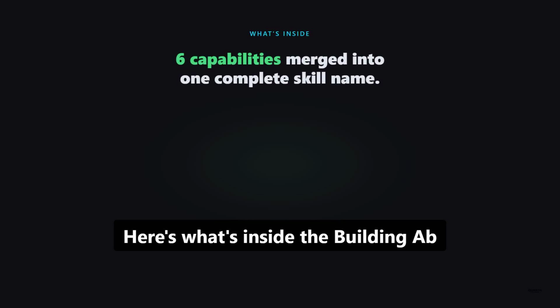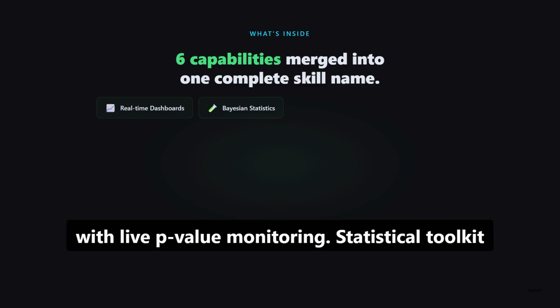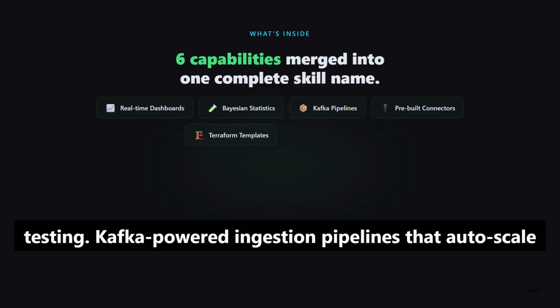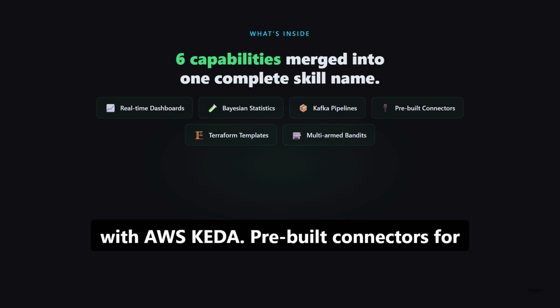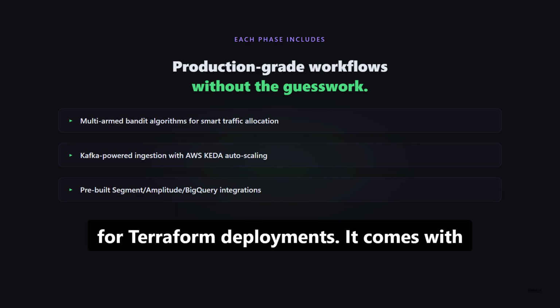Here's what's inside the Building AB Testing Platform skill. Real-time experiment dashboards with live p-value monitoring. Statistical toolkit featuring multi-armed bandit algorithms and sequential testing. Kafka-powered ingestion pipelines that auto-scale with AWS Kata. Pre-built connectors for Segment, Amplitude, and BigQuery. Infrastructure as code templates for Terraform deployments.